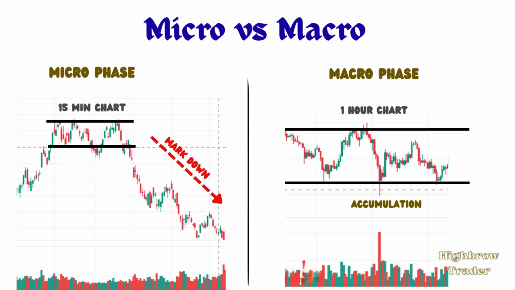A micro markdown on a 15-minute chart can be part of a macro accumulation phase on a higher time frame. That's why it's essential to ask, what phase am I in on the macro time frame? Aligning your trades across micro and macro phases helps you avoid false signals and follow the true trend. As illustrated here, short-term moves can be misleading without considering the bigger macro context. Remember, trading against the macro trend often leads to losses.